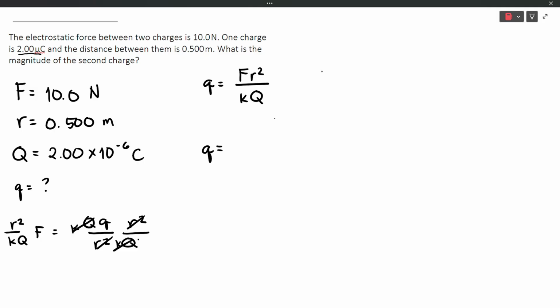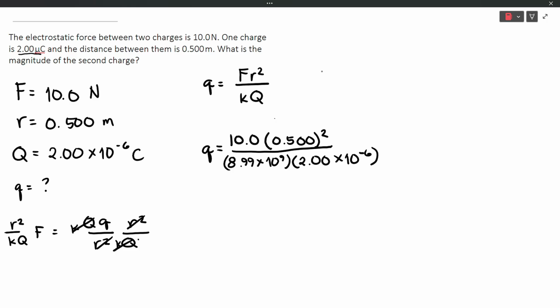So, we have 10.0 times the distance between them is 0.5 squared divided by K, which is 8.99 times 10 raised to 9 times Q, or the first charge, it's 2.00 times 10 raised to negative 6. Okay, simplify. We have Q is equal to, this is 0.25 times 10. That's 0.25. This is 0.5 times 0.5 is 0.25.